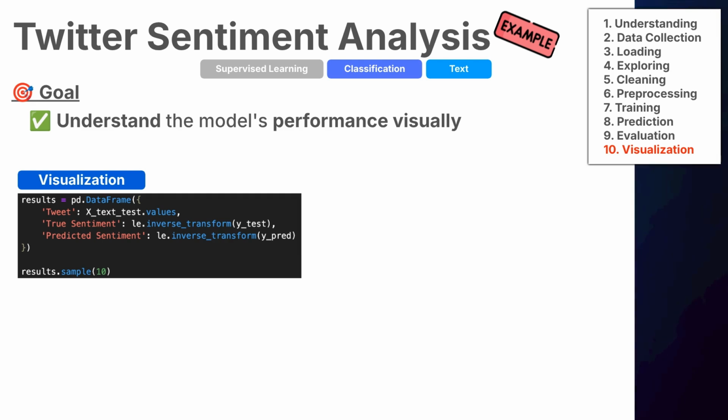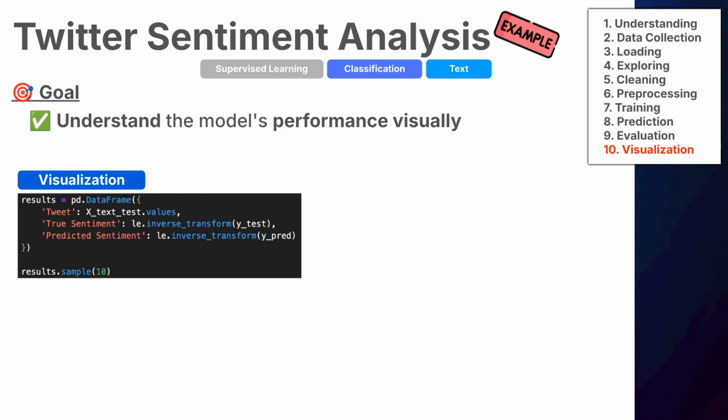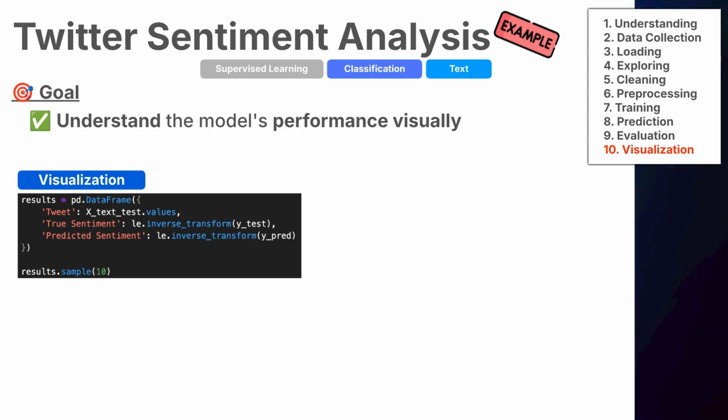X text test values gives you the original tweet text from the test set. Inverse transform converts the encoded labels back to their original form, like from 0 to negative. The same goes for YPred. It decodes predicted labels. The result sample displays a random sample of 10 rows to visually inspect model performance.